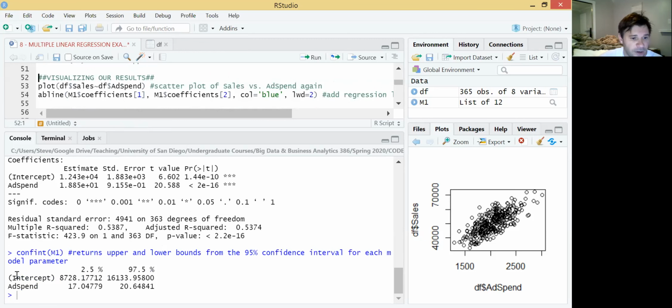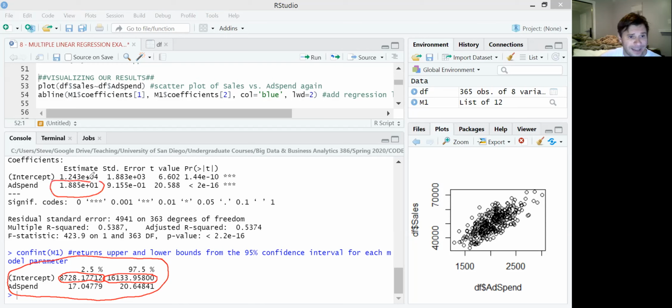it gives us a table that shows us the lower and upper bounds on the 95% confidence interval here. So this value, 8,728, is the lower bound on the intercept term's confidence interval. Here is the upper bound on the intercept term's confidence interval. Similarly for the coefficient on ad spend, we have a lower bound of 17 and an upper bound of 20. And again, the average is about 18.85 in terms of that B1 value that we've estimated here.